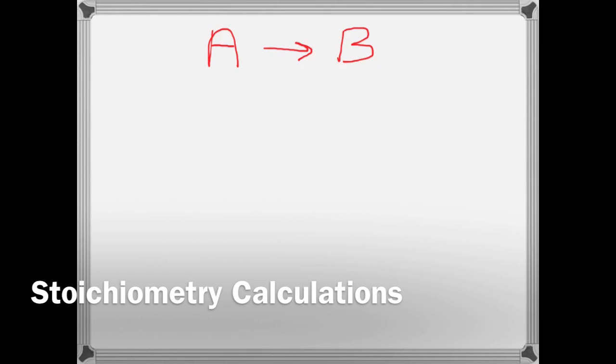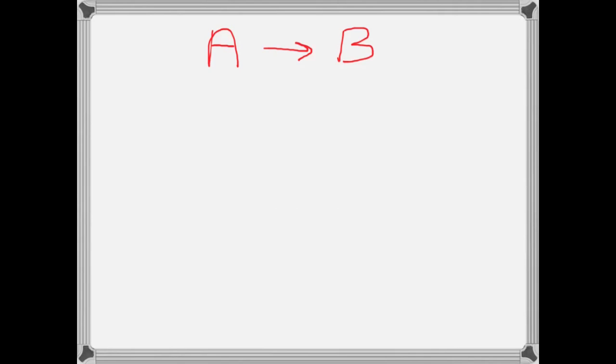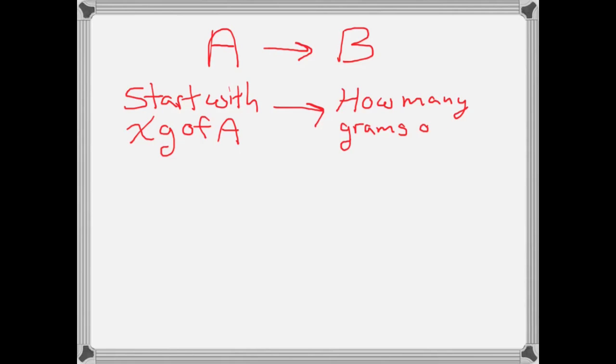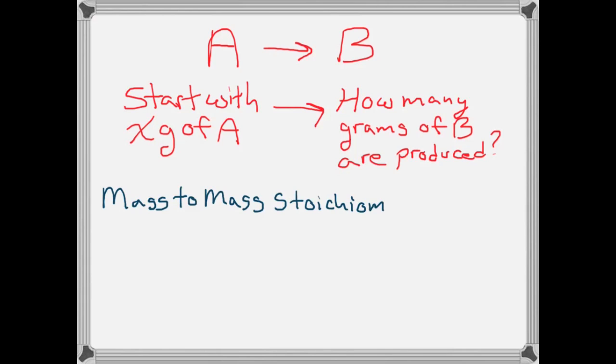Let's say you are looking at some chemical reaction where reactant A becomes product B. You might ask the question, if I start out with some particular amount of grams of reactant A, how much product B should I end up with? Well, this kind of question is referred to as a mass-to-mass stoichiometry problem.